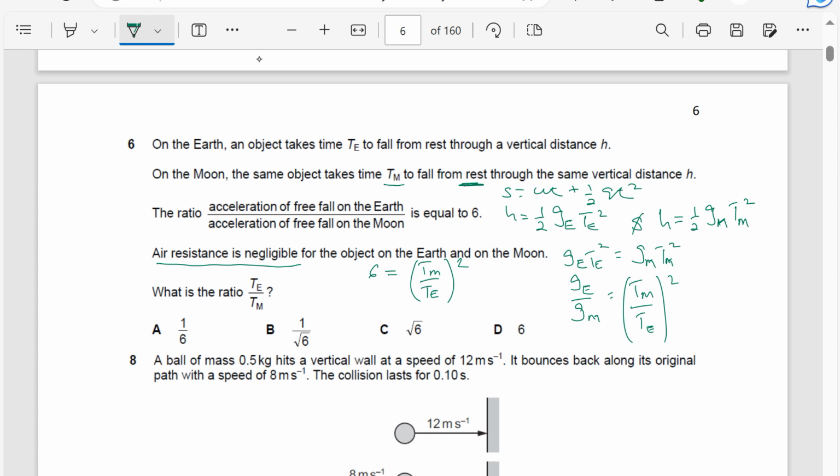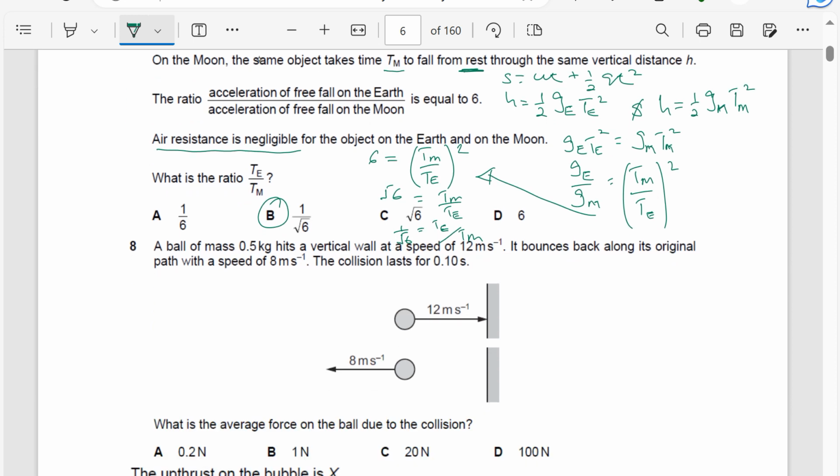So taking the square root of both sides, root of 6 is equal to tm over te. Then we get the reciprocal: 1 over root of 6 is equal to te over tm. I got the reciprocal on both sides. So the answer is going to be automatically B. 1 over root 6 is equal to te over tm. So the answer is B.